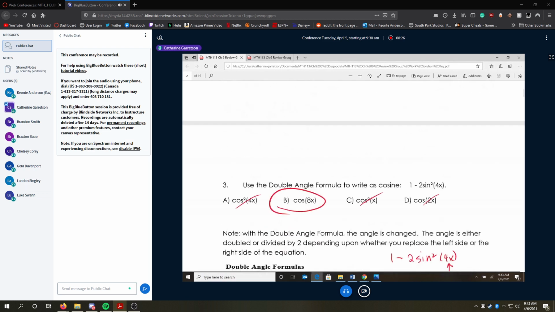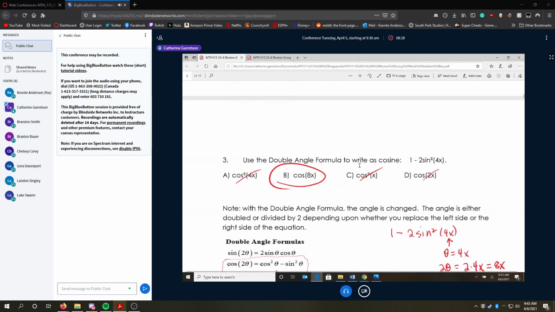Okay, so the next problem is use the double angle to write as a cosine. Now notice this is almost the same as the previous problem, but the previous problem didn't have a 2 in the front. The Pythagorean identity didn't allow a multiplier of 2 right there. So this is a double angle.